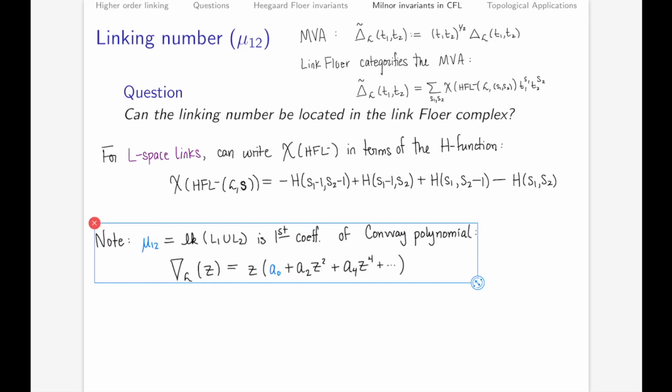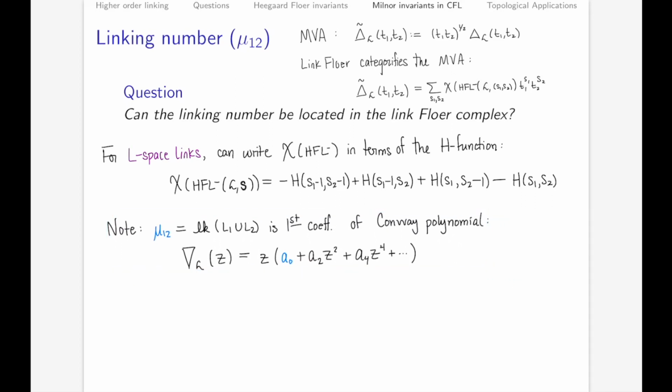The next piece of information that you want to remember is that the linking number, which by the way is the Milnor invariant mu12, can be read as the first coefficient of the Conway polynomial. If you're writing down your Conway polynomial, that's going to look something like a z factored out of an expression that looks like a0 plus a2 z squared plus a4 z to the 4th, and so on. And this a0 is your first coefficient of this Conway polynomial, and that is the linking number.